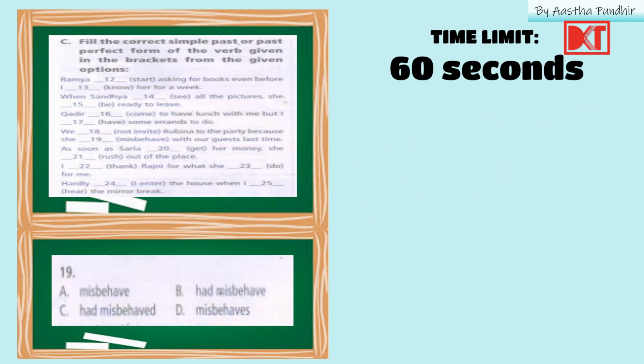Okay, next. We did not invite Rubina to the party because she dashed with our guests last time. Now this is an action which has been completed before the first action. So here we will be using the past perfect tense. So here the verb is misbehave and the subject is she. With she we use she had, and then V3 of misbehave is misbehaved. So she had misbehaved. The correct answer is C. We did not invite Rubina to our party because she had misbehaved with our guests last time. All right.